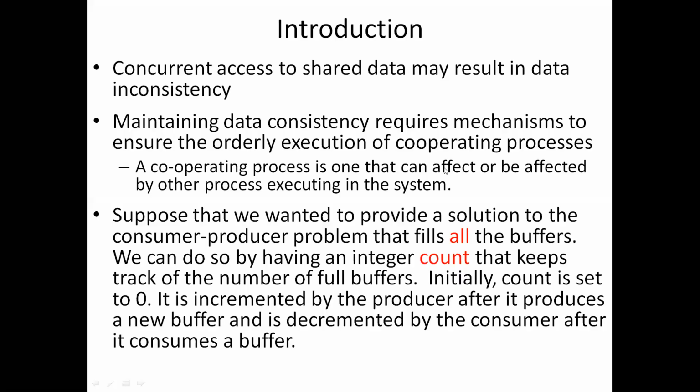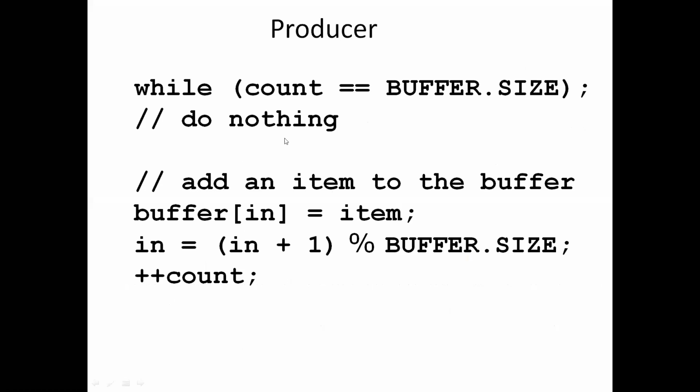Okay, this is the code for the producer. You can see here, while count is double equal to buffer dot size. Assume that the buffer size is some 5. Initially the count value is 0 for the producer. Before producing an item, the count is 0. We are checking whether the count is equal to buffer size or not in this while loop.